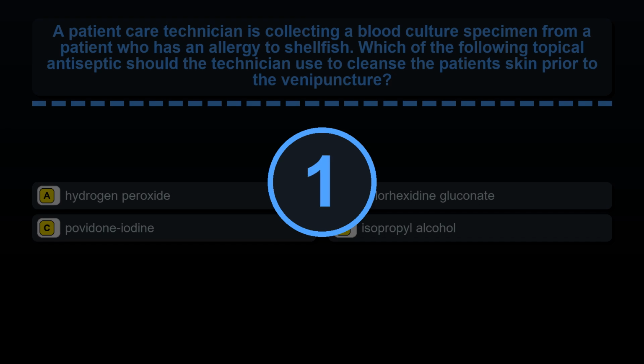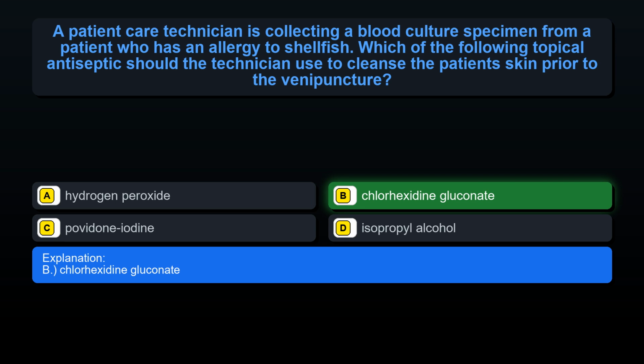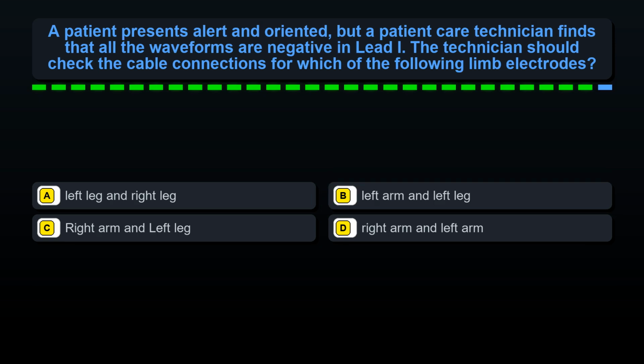The correct answer is option B, chlorhexidine gluconate. Question 36. A patient presents alert and oriented, but a patient care technician finds that all the waveforms are negative in lead I. The technician should check the cable connections for which of the following limb electrodes?